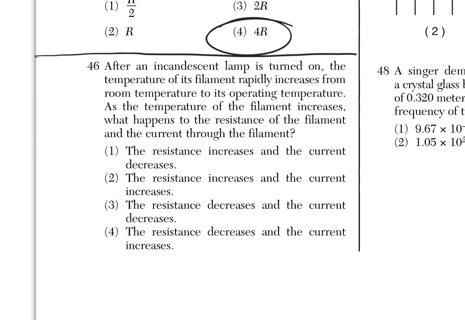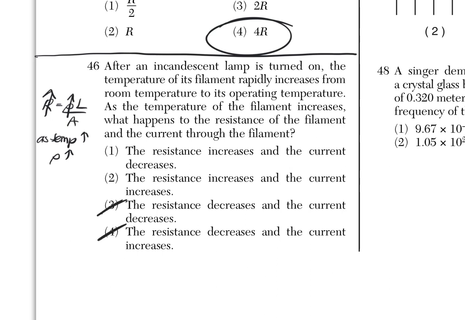Okay, 46 is talking about another resistance type situation. We have a lamp where the filament is getting hotter, and it says it goes from room temperature to operating temperature. As the temperature of the filament goes up, what happens to resistance and current? One thing we know about conductors is that as the temperature of the conductor goes up, the resistivity goes up. And if the resistivity goes up, the resistance also goes up, because resistance and resistivity are directly proportional. So the resistance is going to go up, so it's either 1 or 2.